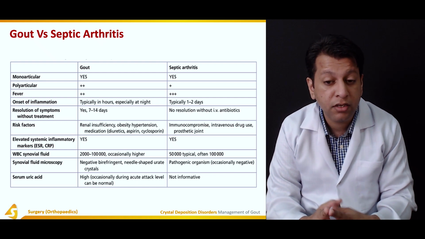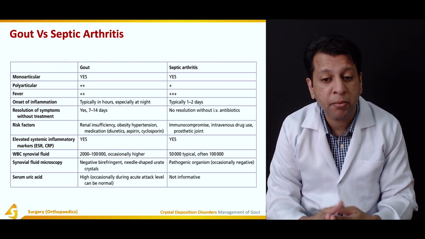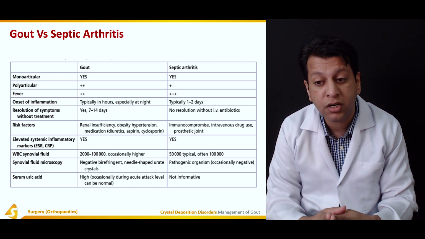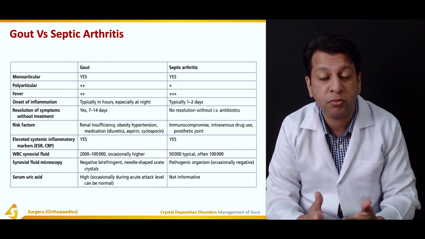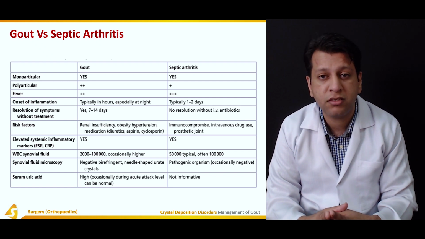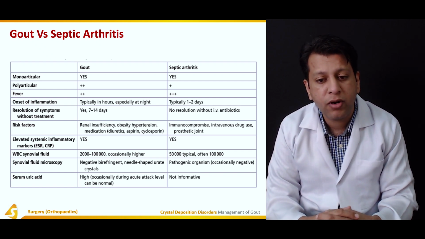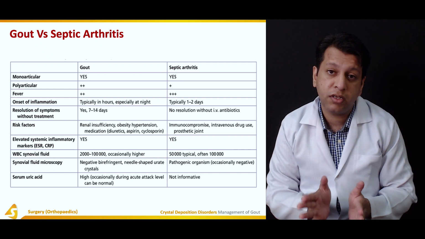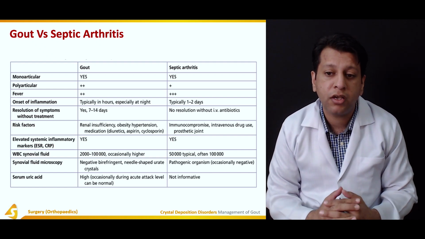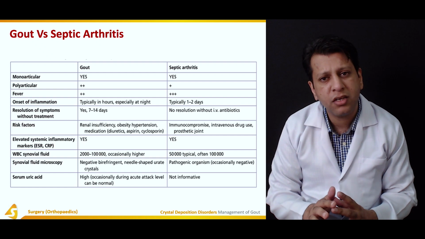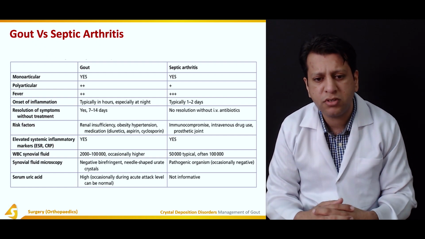Coming to the risk factors: renal insufficiency, obesity, hypertension, and medications. While an immunocompromised host, if the patient is on steroids, or an intravenous drug abuser, or has a prosthetic joint, or even AIDS, they are usually most prone to infection like septic arthritis. CRP and ESR could be raised in both, but that is where clinical judgment actually comes in. In septic arthritis, there's acute onset of symptoms and a marked increase of TLC, while there could be almost normal or slightly raised TLC in gout.